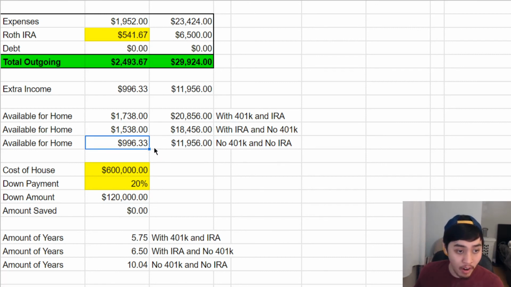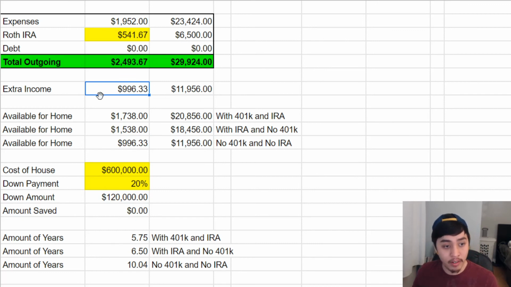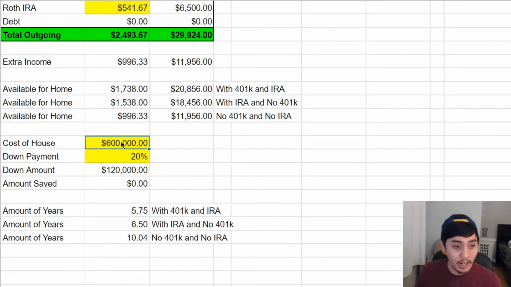And then obviously the last one is no 401k, no IRA. That's just your monthly extra income that you acquired. So you don't touch any of this. This is set. Formula is already made. And so the only thing touching here is the cost of your house and your down payment. Cost of house around here where I live is around 600,000. So I just put 600,000 as an example.